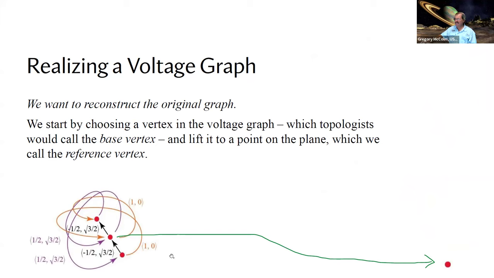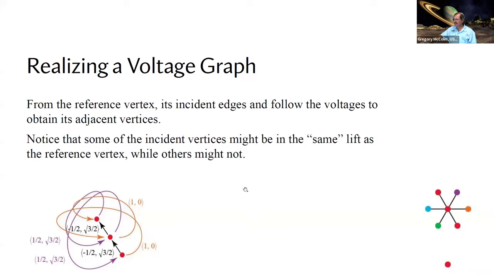I'm going to call this vertex over here in the voltage graph, the middle vertex, the base vertex. And this vertex over here, I'm going to call the reference vertex. And then I simply follow the voltages to generate all of the incident edges to the reference vertex and the adjacent vertices to the reference vertex.